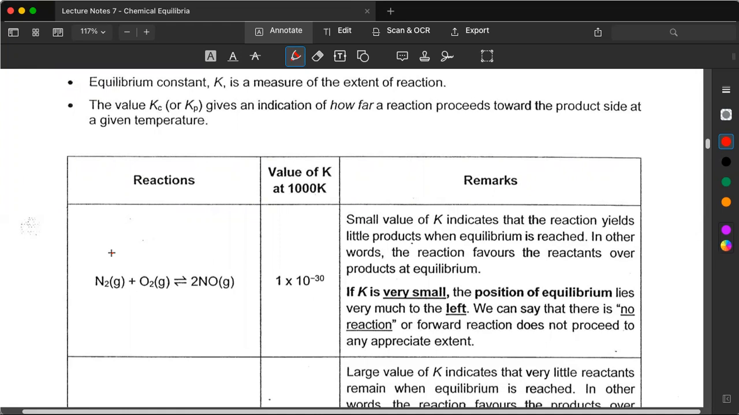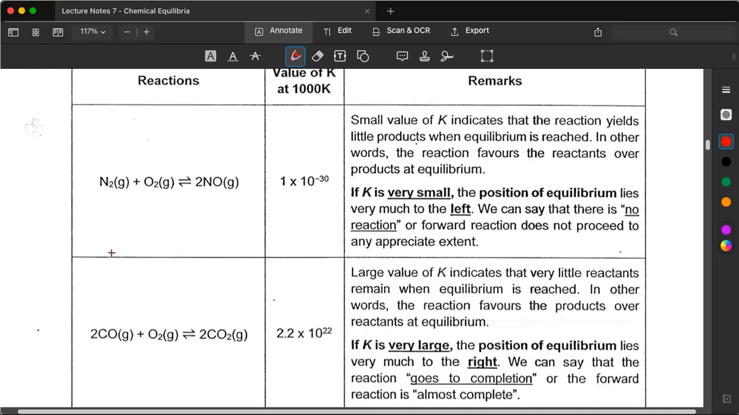This is how you write it, okay? Very small K, position of equilibrium lies to the left. You must say lies to the left. And to a certain extent, you can say there's almost no reaction to the right. Almost. But I would prefer to say that the position of equilibrium lies very much to the left.